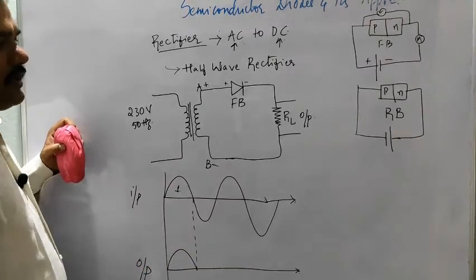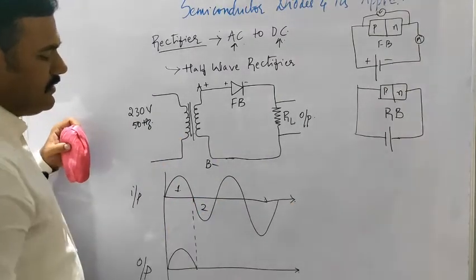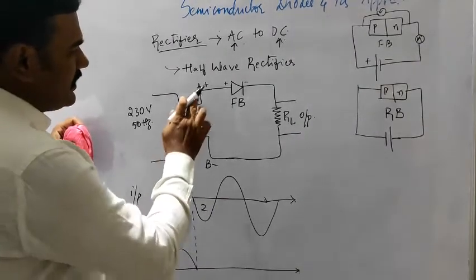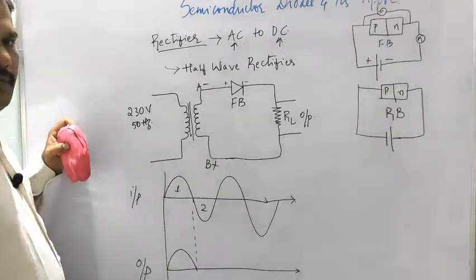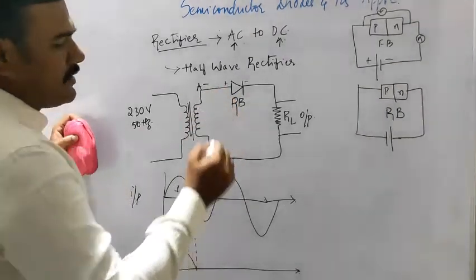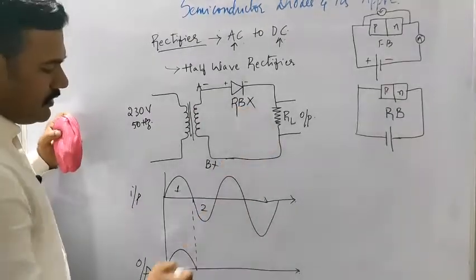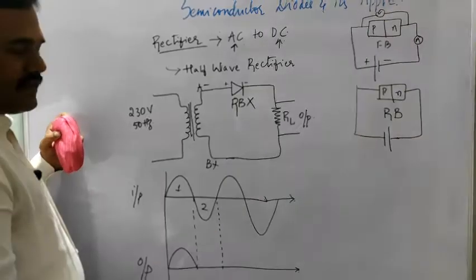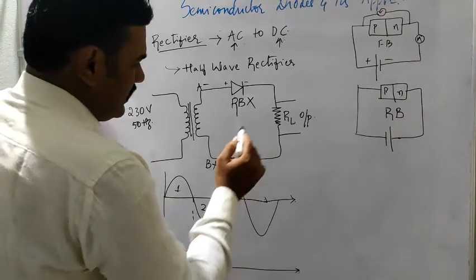appears across the output. In the second case, when the second half cycle of the input AC, which is a negative half cycle, comes across the secondary, then terminal A becomes negative and B becomes positive. Therefore, the diode is said to be reverse biased, and we know that when the diode is reverse biased, it does not conduct. So this negative half cycle does not appear across the output, across the RL.